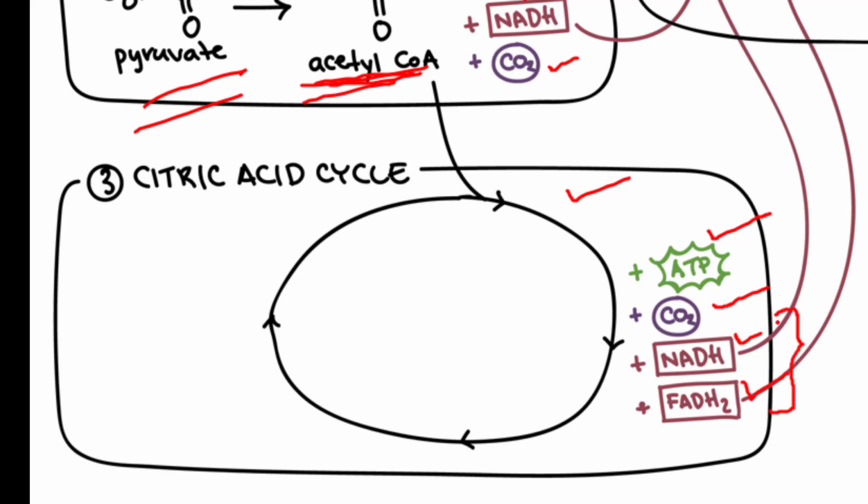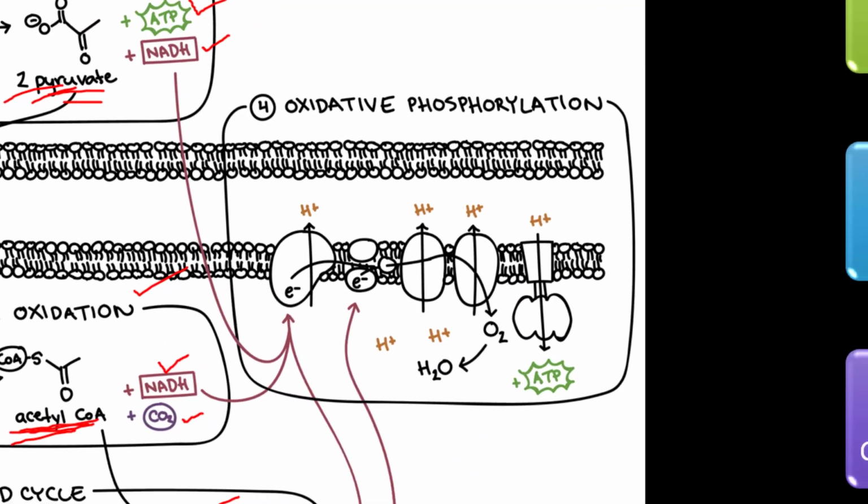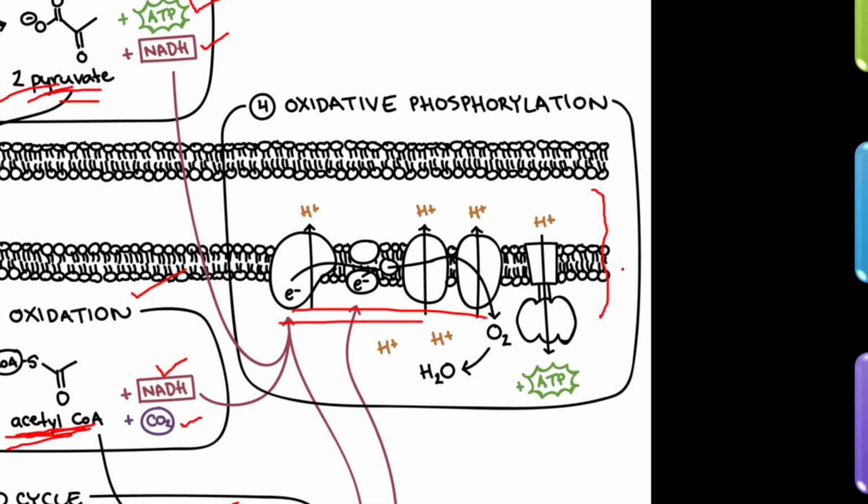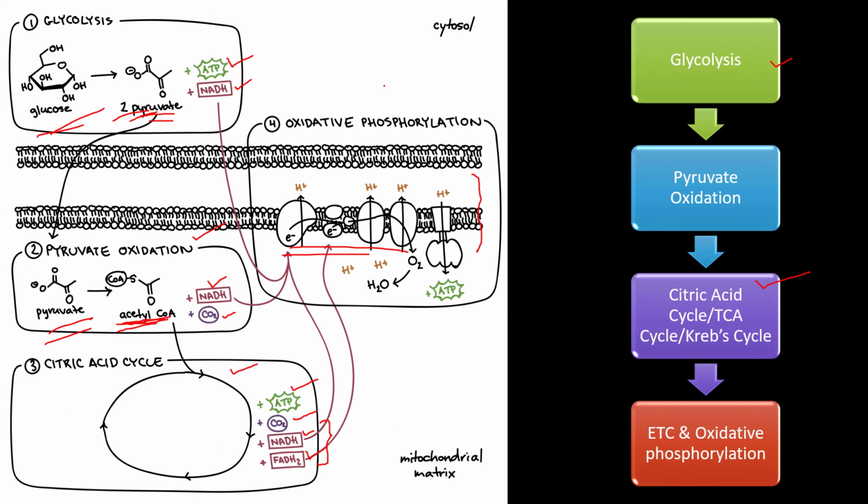FADH2. The NADH and FADH2 are used to produce energy in the oxidative phosphorylation process, and this happens in the mitochondrial matrix. So this is the entire process of cellular respiration. As you can see, the first process is happening in the cytosol or the cytoplasm, the second step onwards is happening in the mitochondrial matrix, and this one in the mitochondrial membranes.